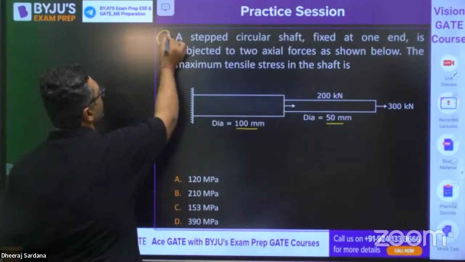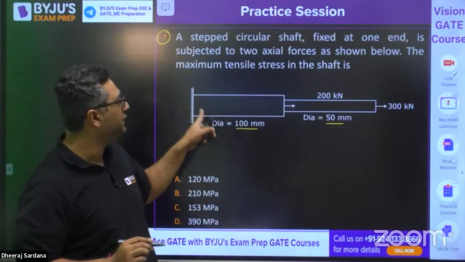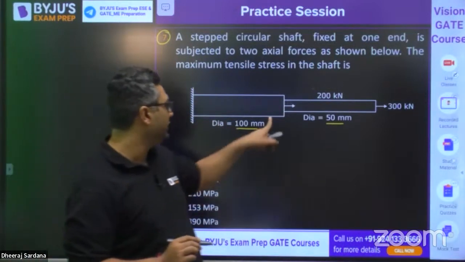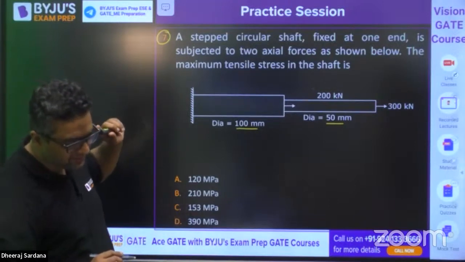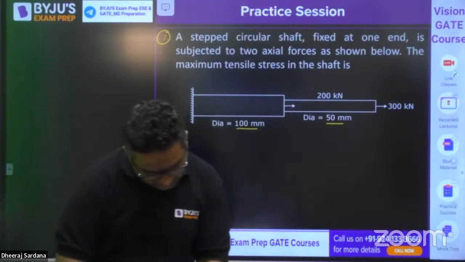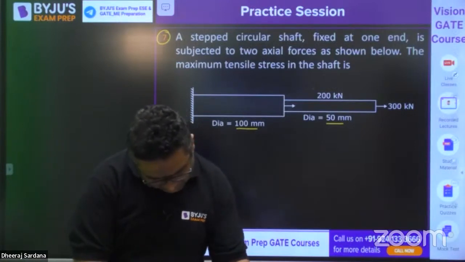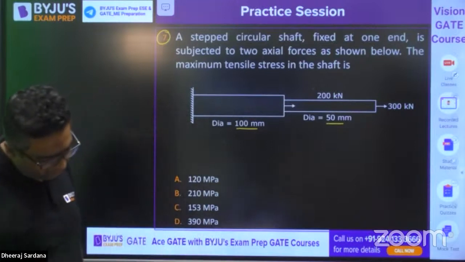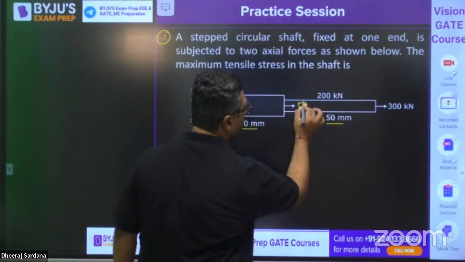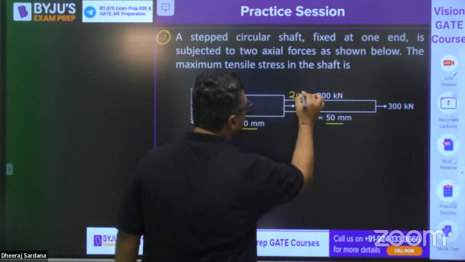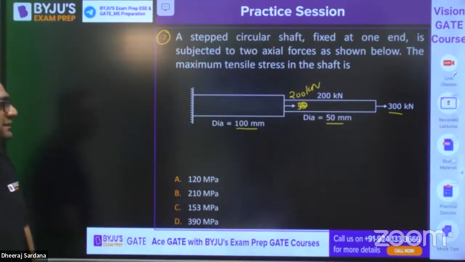So this is a question where we are having a stepped circular shaft fixed at one end subjected to 2 axial forces. Okay, these are 2 axial forces. And they are asking the maximum tensile stress. Let me see the second force also. This is question number 7. Okay, so I feel this is 50. Sorry, 200 kilonewton. This is 300 kilonewton. So you need to find out the maximum tensile stress.